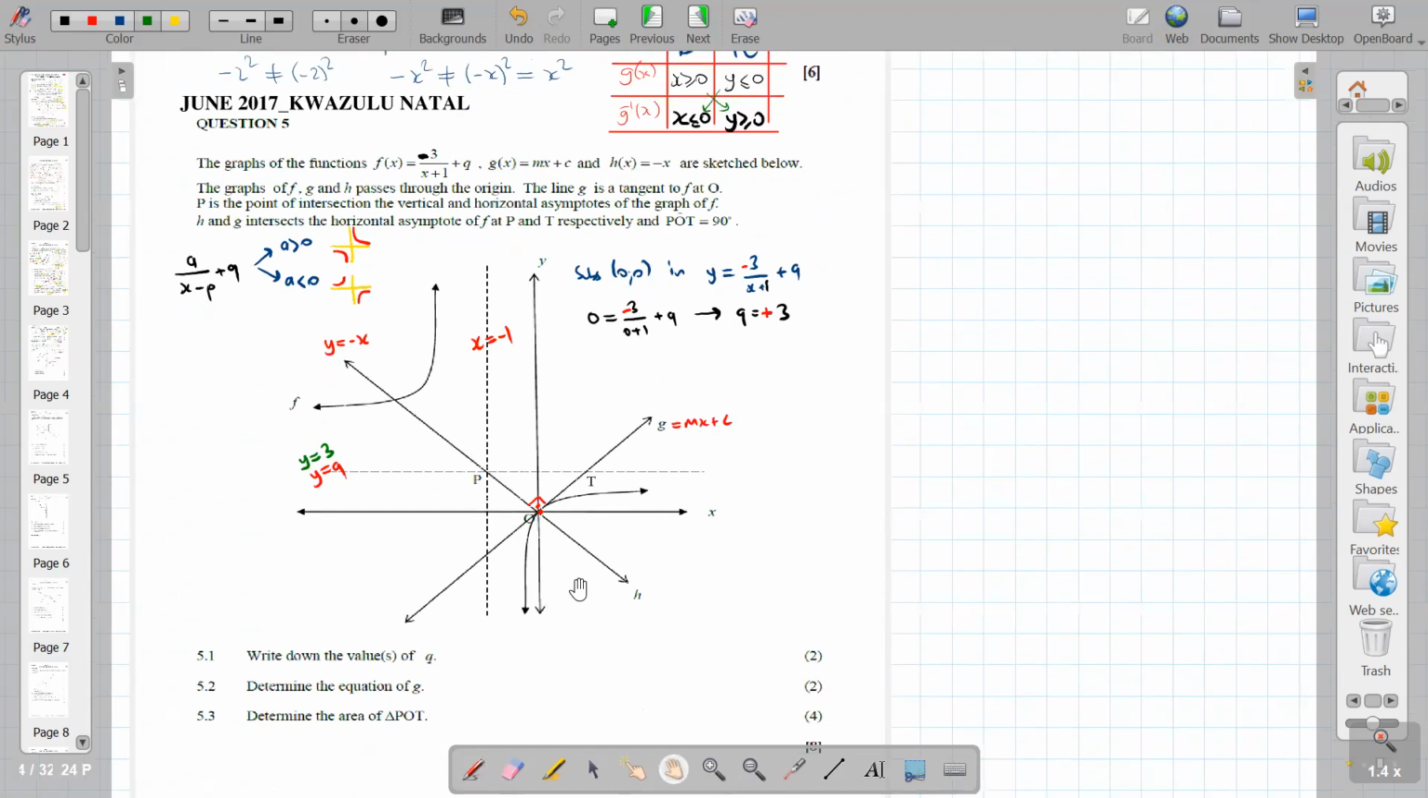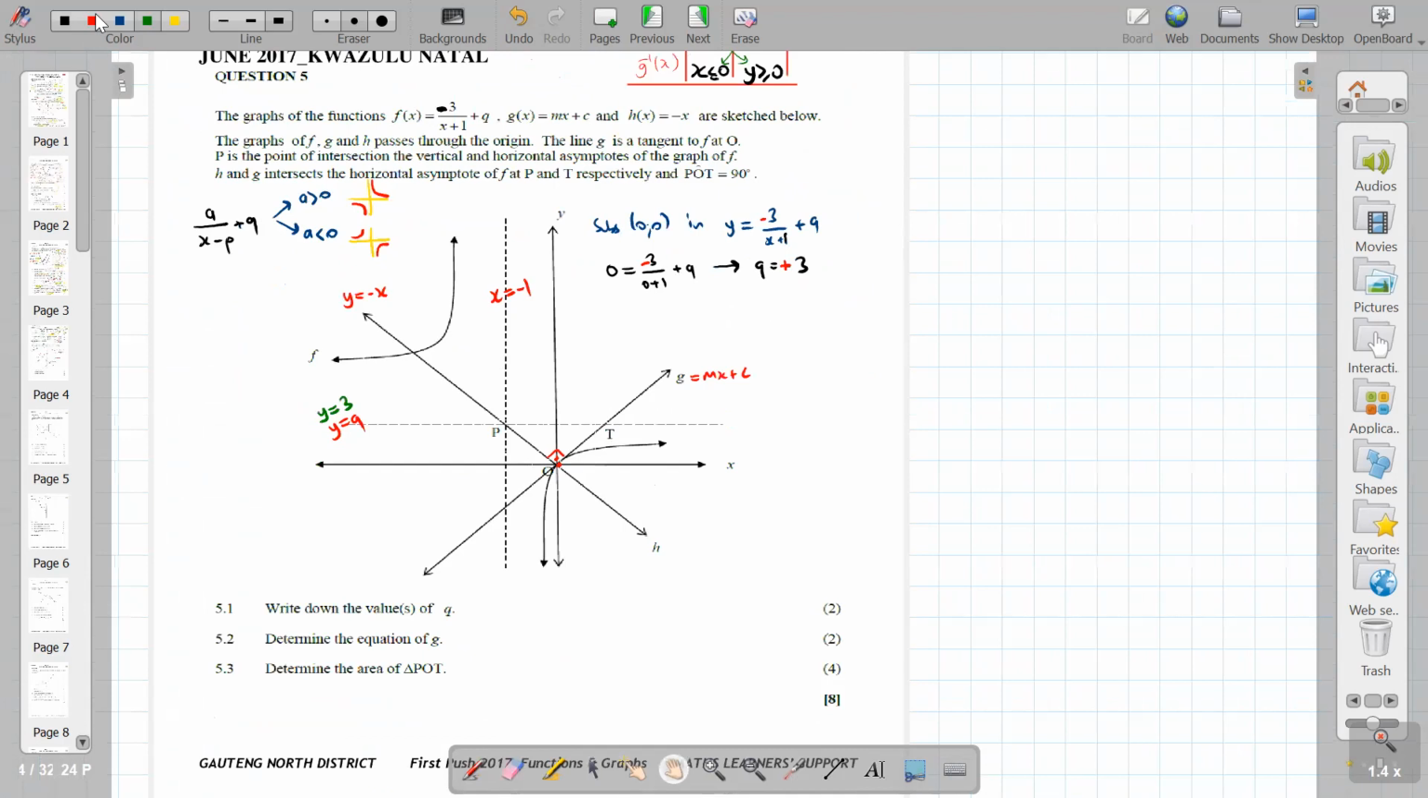Anyway, determine the equation of g. That's a straight line and it's perpendicular. There's nothing much to say because we know the gradient of h is minus 1. Because it is perpendicular, the gradient of g must be 1. You can just say it. And because c is 0, you can just write the equation of g: y equals x. That's it. So one line is y equals minus x.